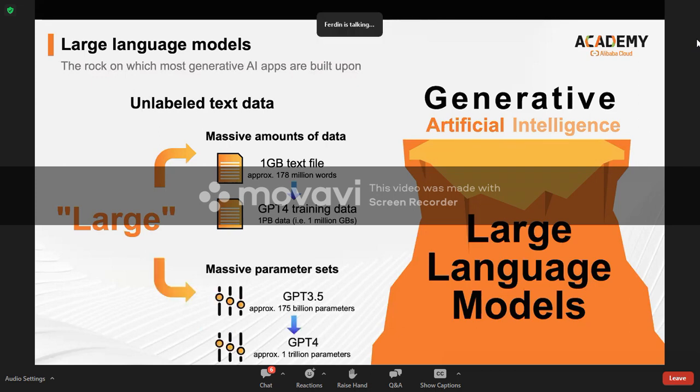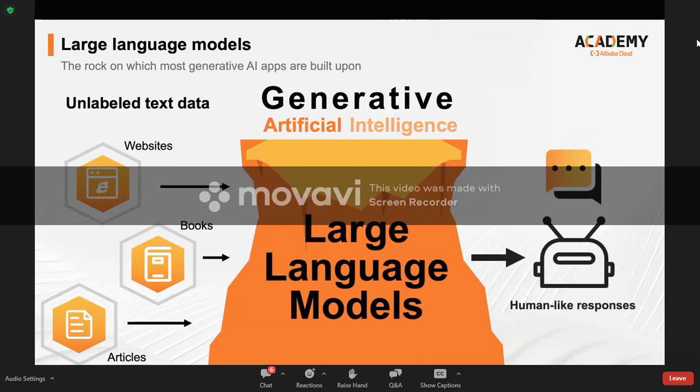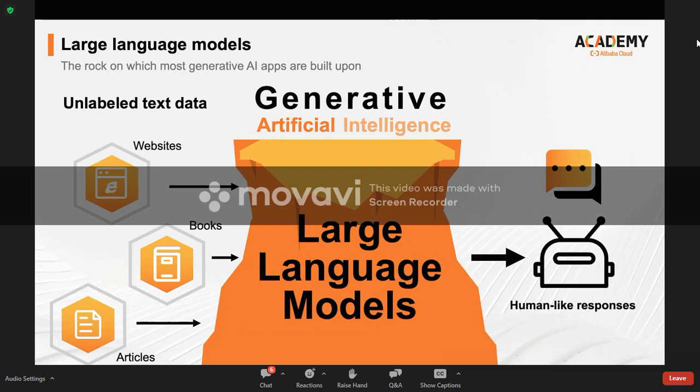And then we have the parameters. For the newer models, when you have ChatGPT 3.5, they were using 175 billion parameters, whereas in ChatGPT 4, we use 1 trillion parameters. And then how we create these large language models using generative AI: we get the unlabeled text data from websites, books, and articles. Using these contents, we create the large language models, and then we get human-like responses.